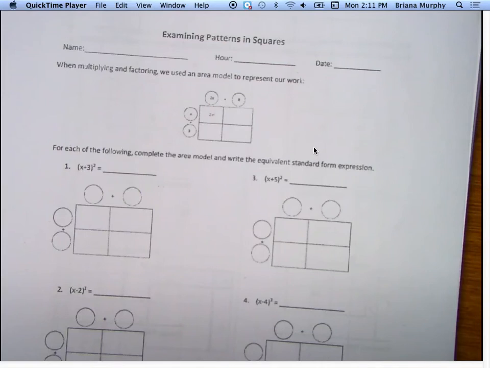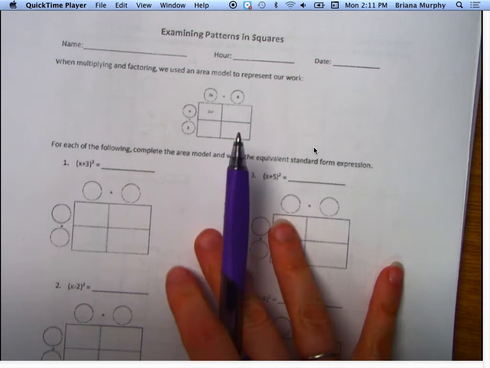We are looking at examining patterns of squares, and this is going to lead us to a new thing called completing the square. Okay? But we have to go back to this to be able to do it. All right. So, when multiplying and factoring, we used an area model to represent our work.